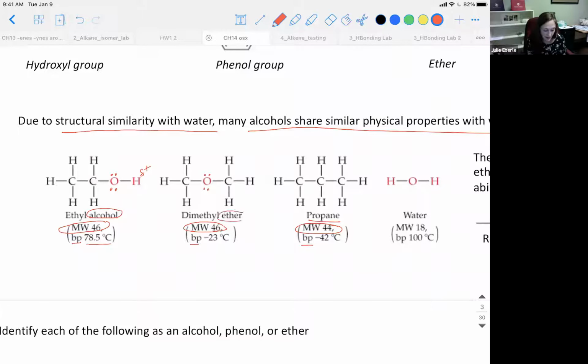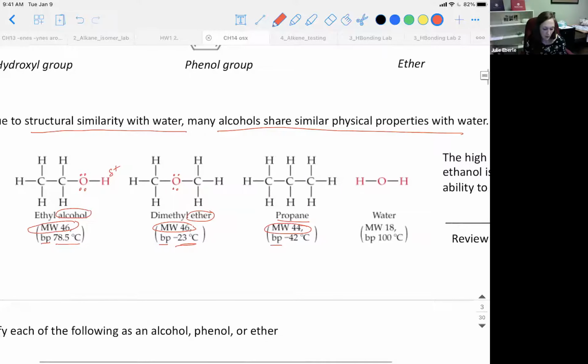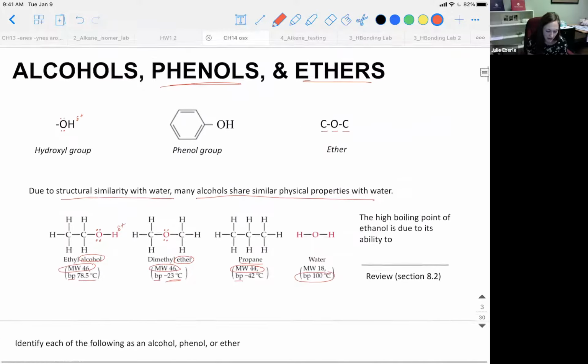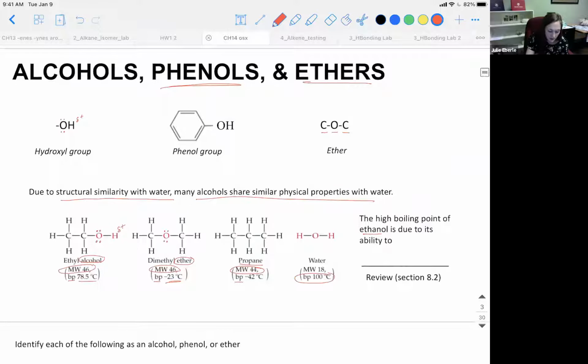On the flip side, ether molecules cannot hydrogen bond. So look at their boiling point, negative 23 degrees Celsius. That's drastically different. You see how it affects physical properties depending on whether you can or can't hydrogen bond. Same thing with propane. Its boiling point is even lower. This is a gas for sure, 100% at room temperature. Okay, water though. Look at its boiling point. We know water can hydrogen bond, and it can hydrogen bond multiple times with one individual molecule. That's why it has the highest boiling point, 100 degrees Celsius. Insanely high, right? So the high boiling point of ethanol, which is the alcohol here, is due to its ability to hydrogen bond.